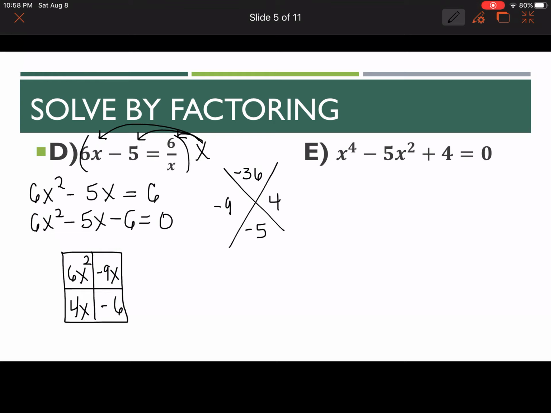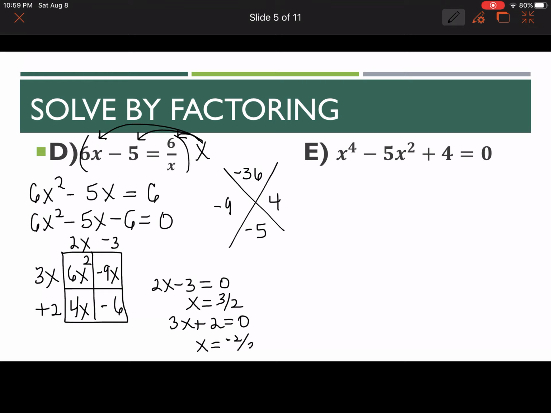We're taking out the GCF. So in the top row, my GCF is 3x. In the bottom row, it is positive 2. In my first column, it is 2x. In the second column, it is negative 3. So that means that the factors are 2x minus 3 and 3x plus 2. So our solutions are 3/2 and negative 2/3. And that is a 2.